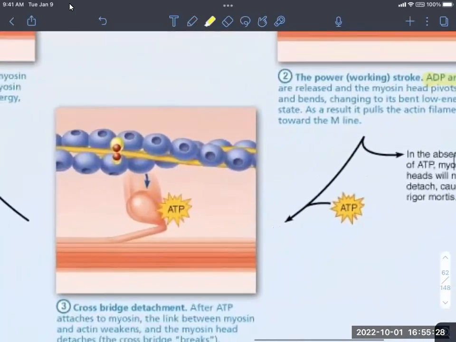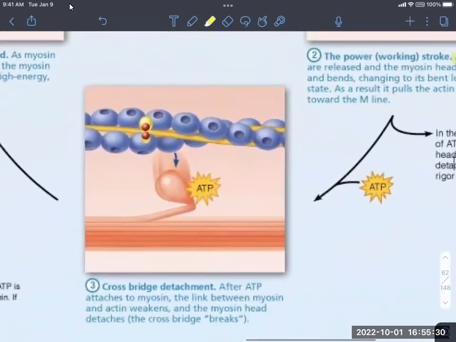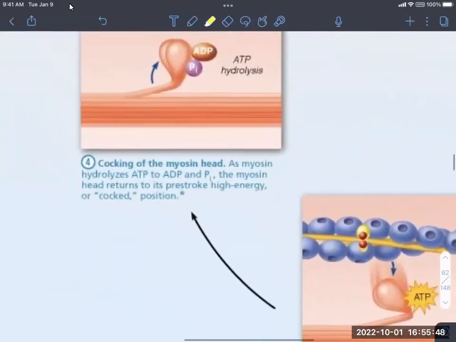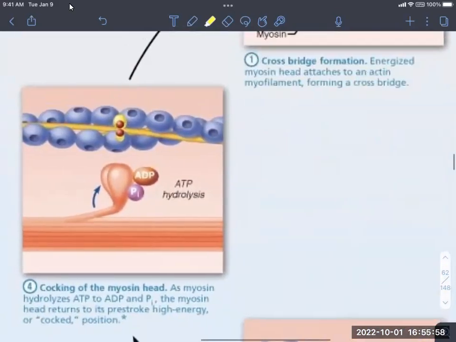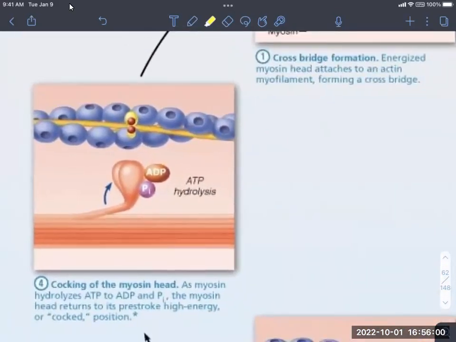The next step, ATP comes in. ATP binds to that myosin head, and that's what causes the myosin to let go of that actin thin filament. Now it causes that myosin over here to go back to its resting position, cocking its head by hydrolyzing ATP.